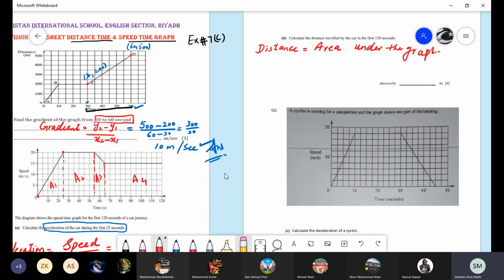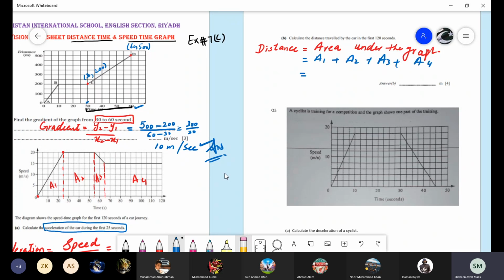The distance means that you have to find out the area of all these four figures. So just write the formula here: it will be equal to, what is the first part? Area of triangle. You can write that this is A1 plus A2 plus A3 plus A4.